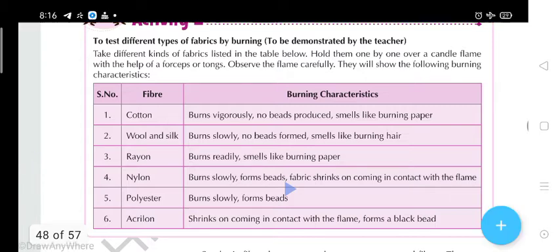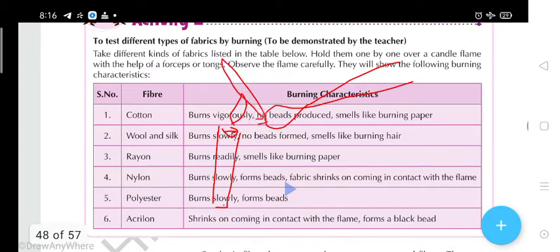Students, here what we have to do, we have to take a candle. For example, we have taken a lighted candle, and with the forceps or tongs, you can take some fabrics. For example, you will burn that fiber, and you will observe the different characteristics.